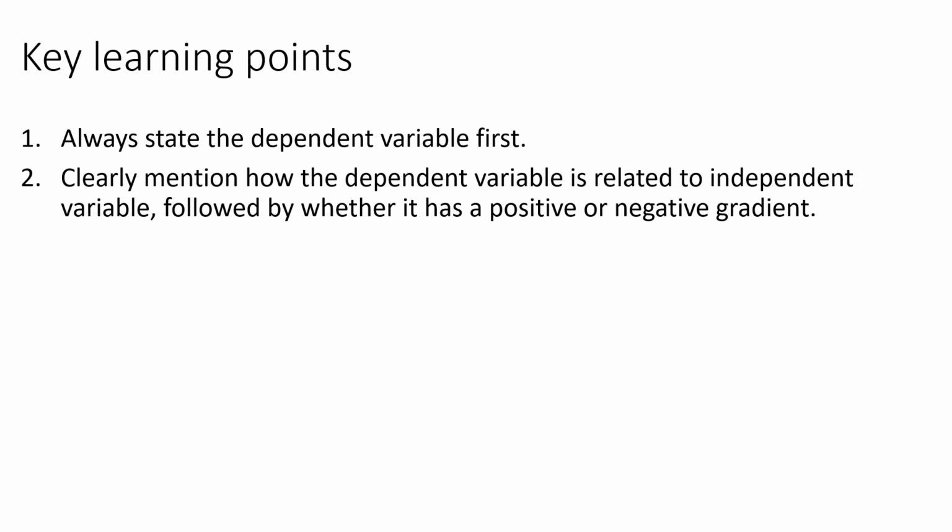Remember, to describe a linear relationship correctly: one, always state the dependent variable first. Two, clearly mention that the dependent variable is linearly related to the independent variable with a positive gradient if the graph has a positive gradient, or the dependent variable is linearly related to the independent variable with a negative gradient. This ensures clarity and accuracy in communicating scientific data. Clear communication leads to better understanding in physics.